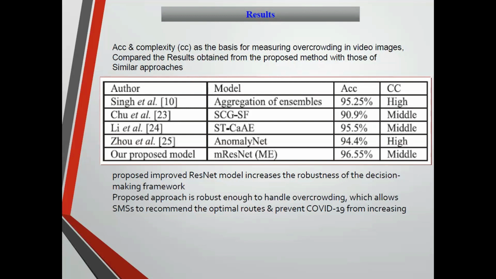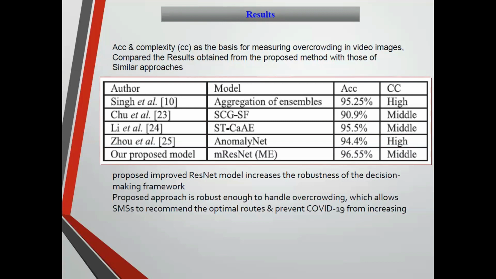So here, Sing et al. proposed the aggregation of an ensemble model with 95% accuracy, and the computational complexity is too high. Actually, if you follow this paper closely, you will definitely find they considered fewer features. But the better approach is to consider a large volume of samples, generate a large volume of feature values, and then apply the test layer.